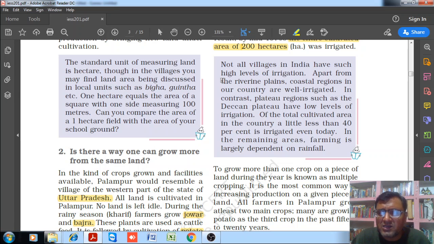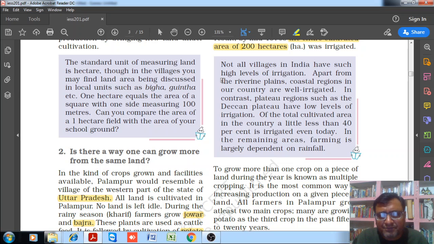All the villages in India do not have such high levels of irrigation. Means with the help of such example of Palampur, you are being taught about irrigation facilities in villages of India. Apart from the riverine plains, means those plains which lie nearby the river basins, like Haryana plain, Punjab plain, Uttar Pradesh plain. So these are the plains which are called riverine plains.